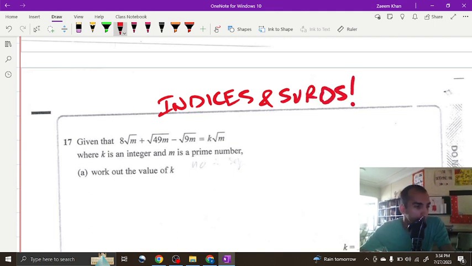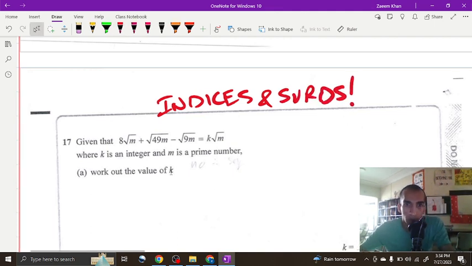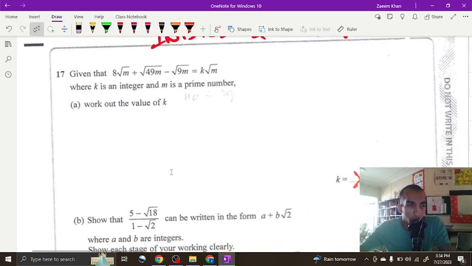That's the other topic that you need to revisit. Where k is an integer, m is a prime number, work out the value of k.